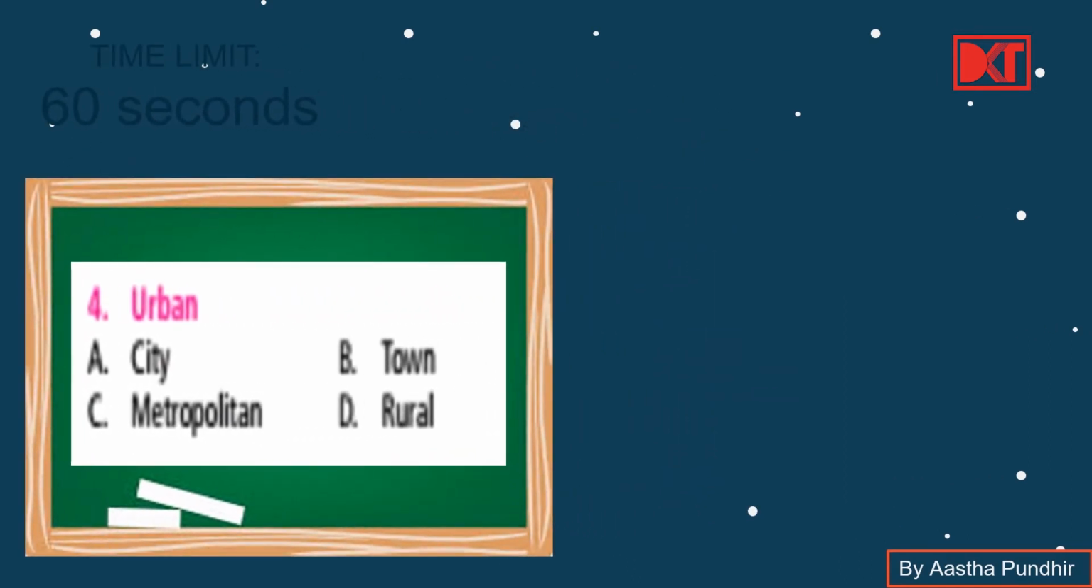Alright, the next word we have is urban. Here the options are city, town, metropolitan and rural. Now urban is the opposite to rural. Whereas other words here like city, town, metropolitan, these could be the synonyms of urban.